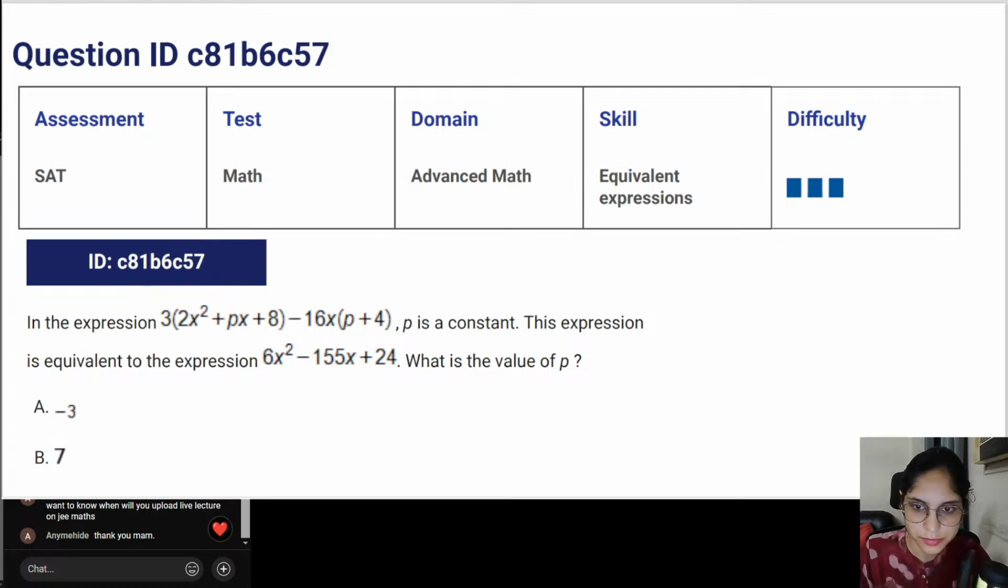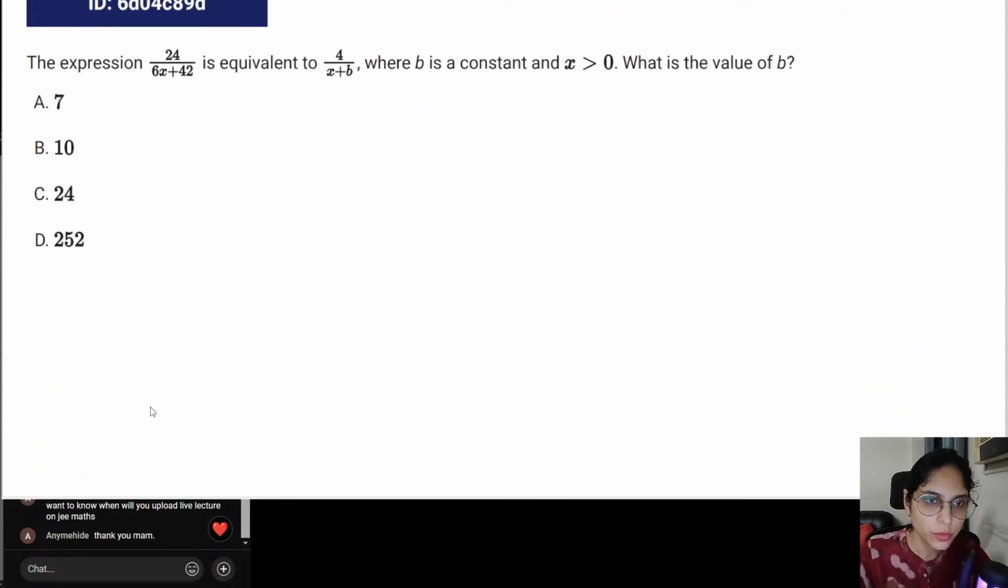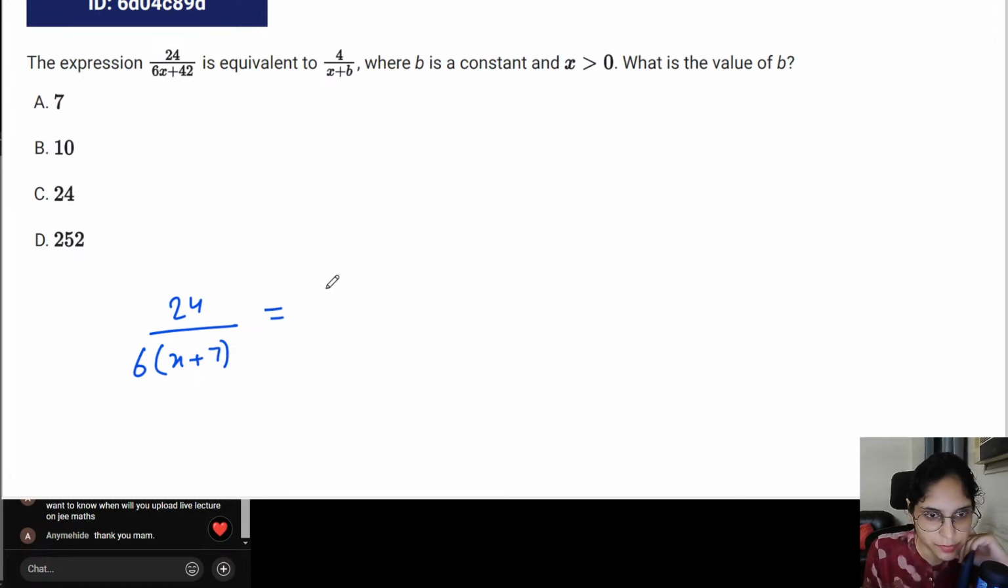Next question is 30. So 24 over 6x plus 42 is equivalent to 4 over x plus b. So you have 24 over 6x plus 42 factorized. 6 is the GCD. It will be 6 times x plus 7 over 4 over x plus b. You can cancel 6 and 24. It's going to be 4 over x plus 7. So the value of b is 7.